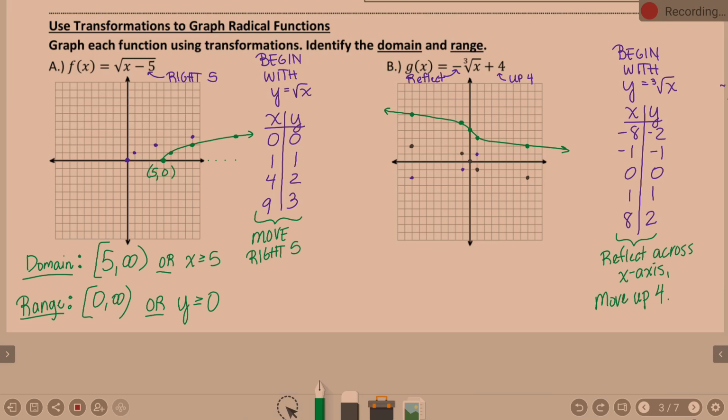Okay. Before we move on real quick, domain and range. Thoughts about domain? All real numbers. It's going infinitely left, infinitely right. So it's all real numbers, or it's negative infinity to positive infinity. Okay. I don't know if I have room the way I did this. We'll make it work.